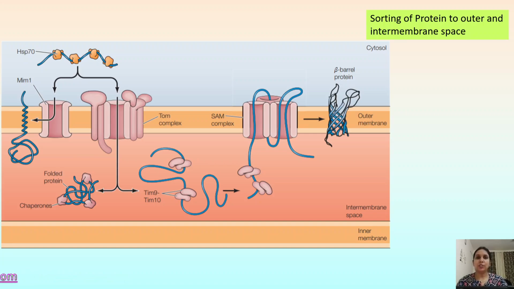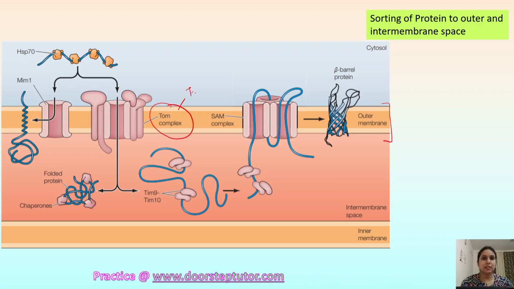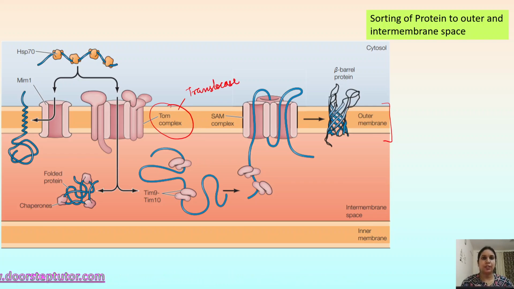So let's see how the sorting of the protein to the outer and the intermembrane spaces takes place. Now what happens? Mainly in the outer membrane, the TOM complex is present, which acts as a translocase and helps in the transportation of the protein.